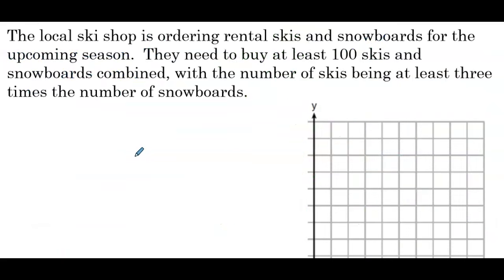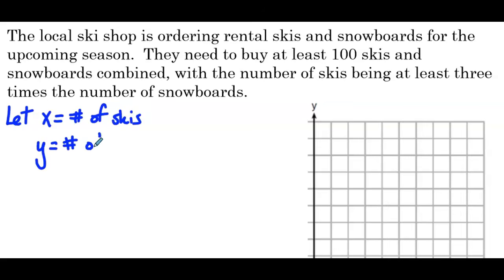Our next example, the local ski shop is ordering rental skis and snowboards for the upcoming season. They need to buy at least 100 skis and snowboards combined, with the number of skis being at least 3 times the number of snowboards. Defining our variables, we'll let x be the number of skis and y be the number of snowboards.